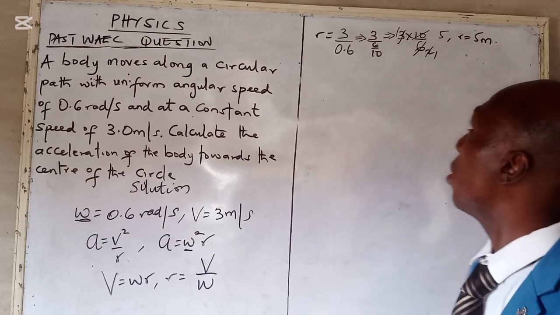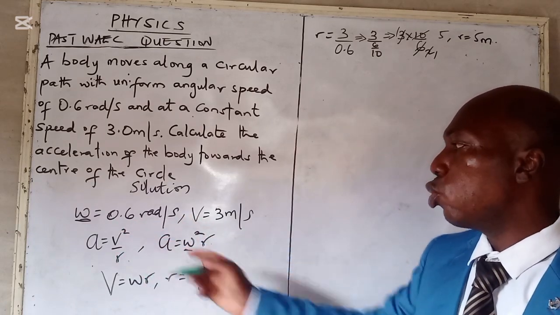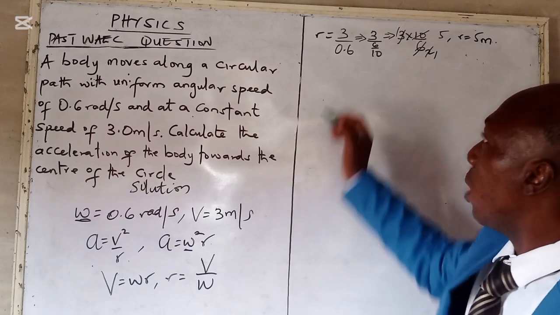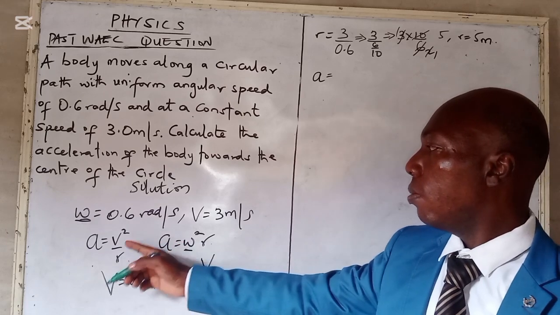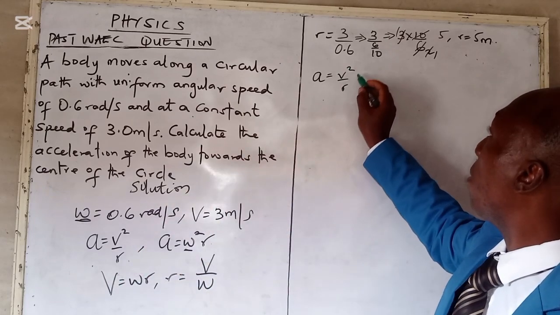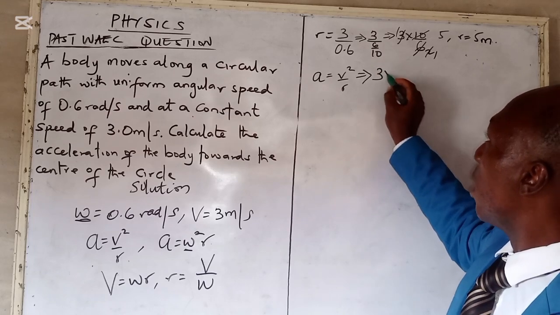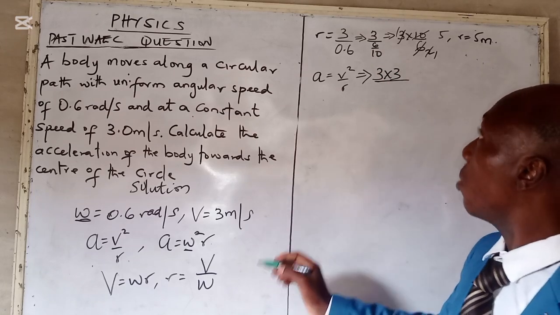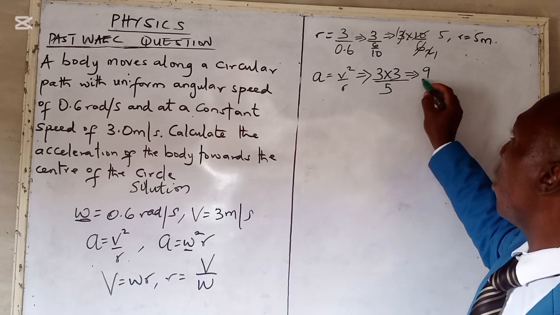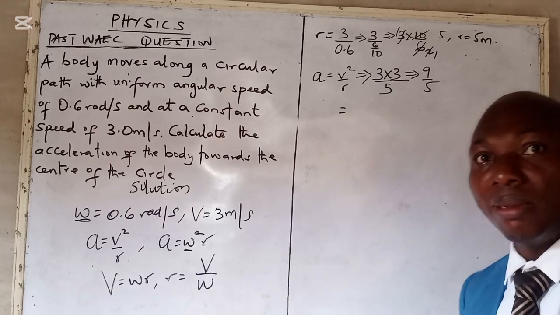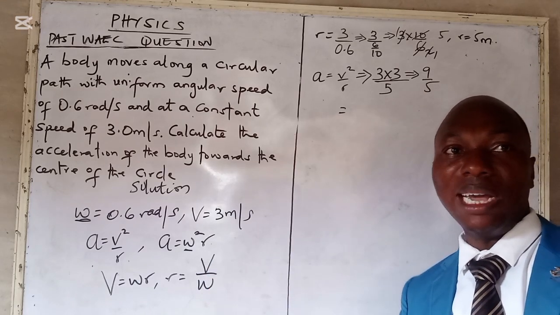Now that we know our radius to be 5 meters, we can go back to the formula of any of the two. So our acceleration will be v squared over r. Our v squared now is 3 times 3. Our radius, which we have calculated, is 5. So that will give you 3 times 3, 9 over 5. So we are dividing by 5. Just multiply the numerator by 2 and divide by 10.